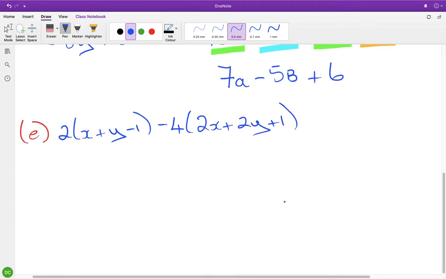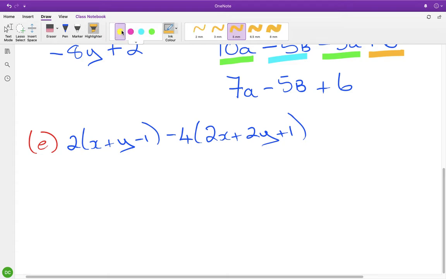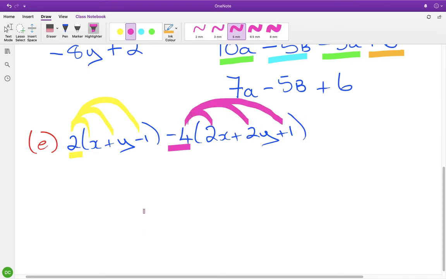Did I write that right? Yeah. Okay, so again, this 2 will be distributed across this bracket, and then you will stop with the 2. You will then move on to the minus 4, and you'll distribute it across that bracket.